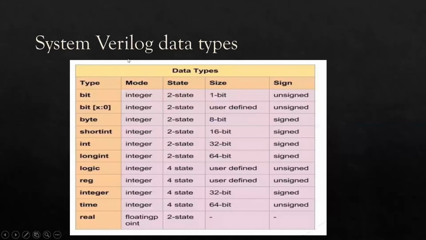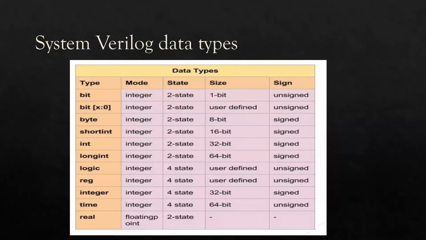So we can see in SystemVerilog, we have various data types. When it comes to Verilog, there are very few data types. We have reg, wire, integer, real, and $time. That much. Very limited data types.